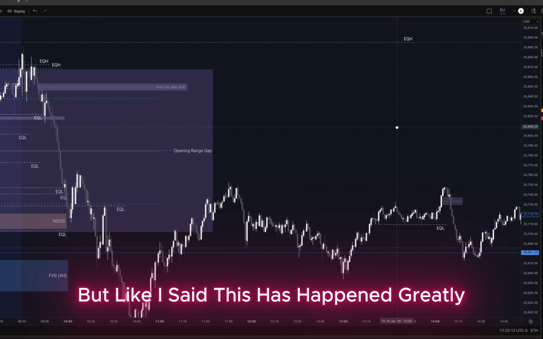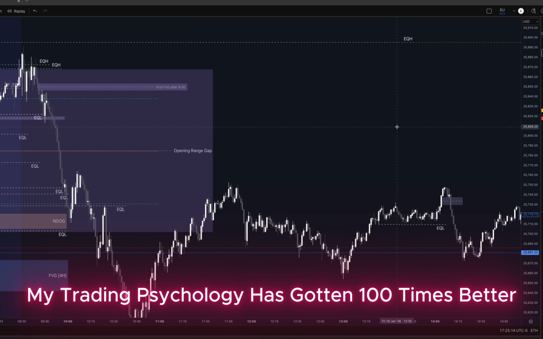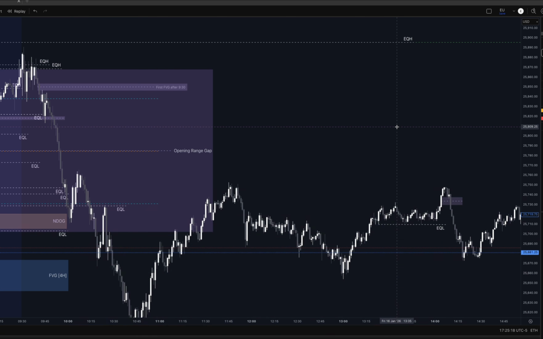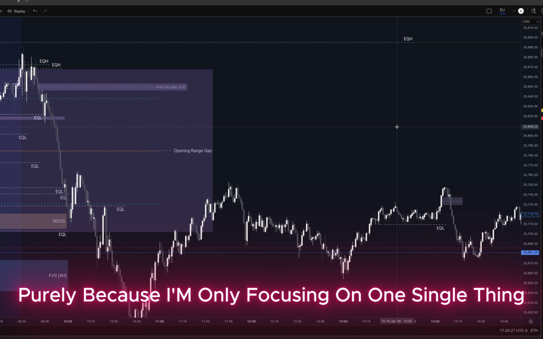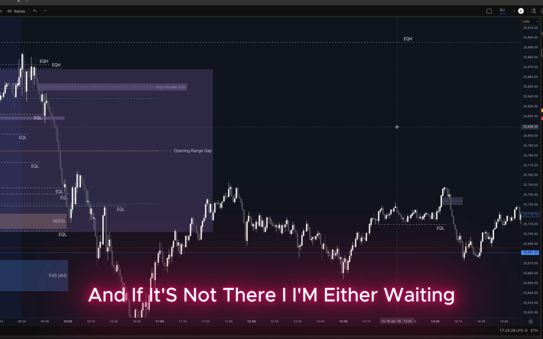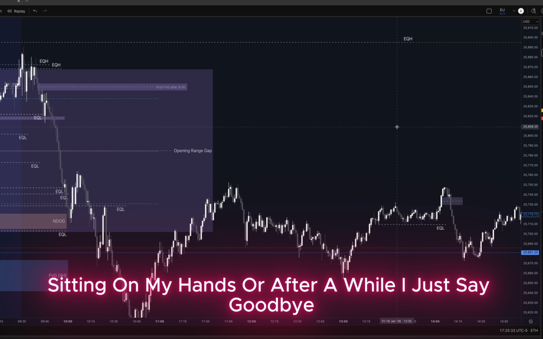But like I said, this has helped me greatly. My trading psychology has gotten 100 times better. I'm much calmer. My screen time has gone down significantly as well, purely because I'm only focusing on one single thing. And if it's not there, I'm either waiting, sitting on my hands, or after a while, I just say goodbye.